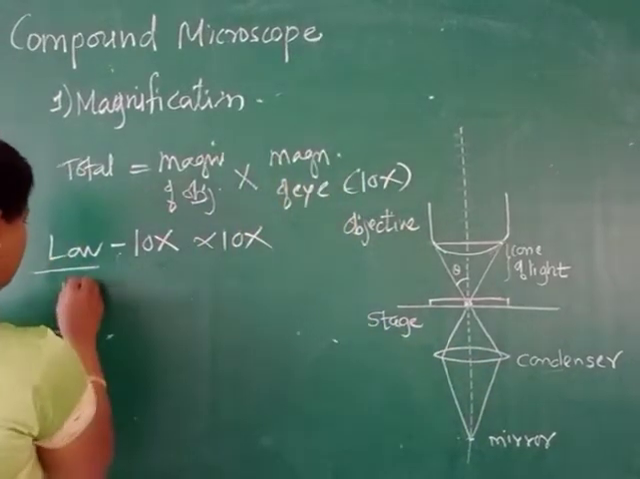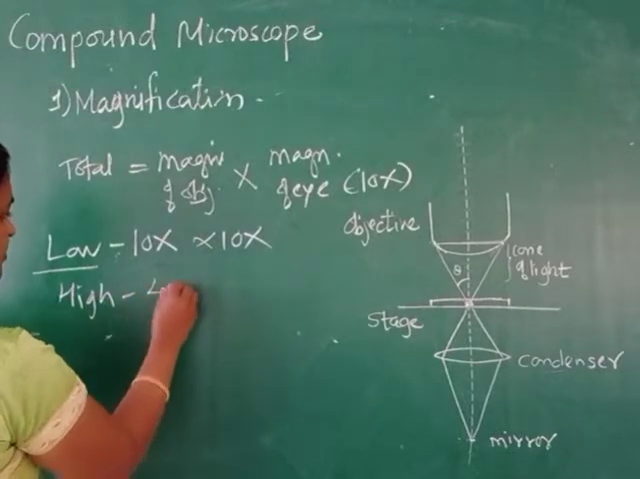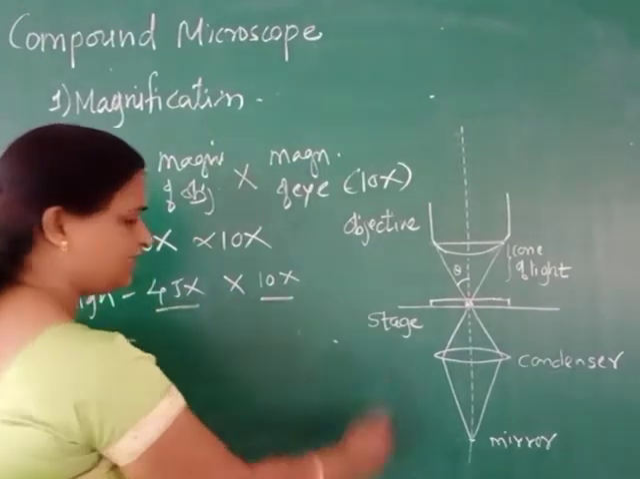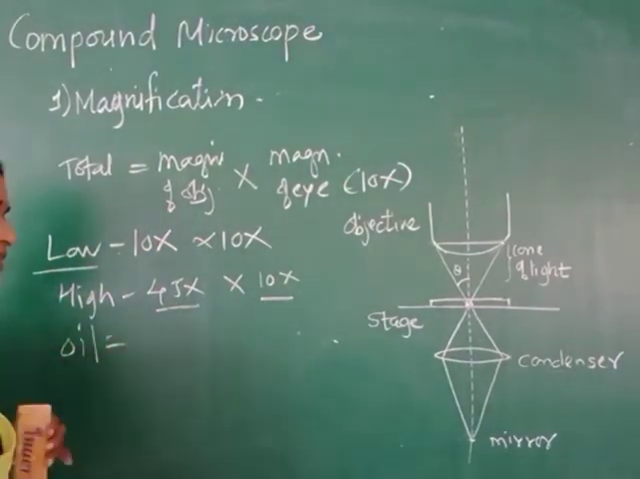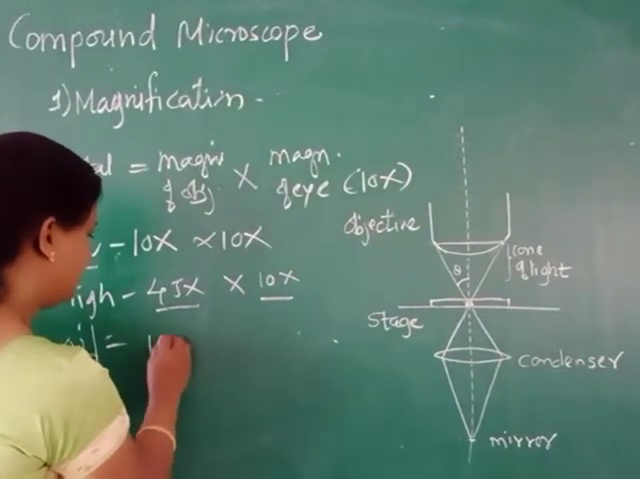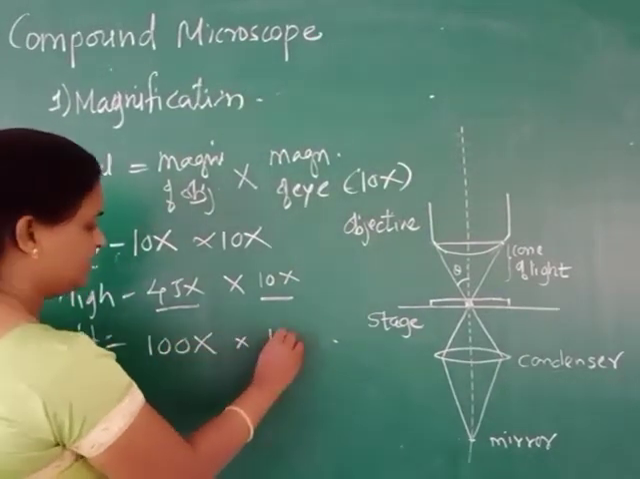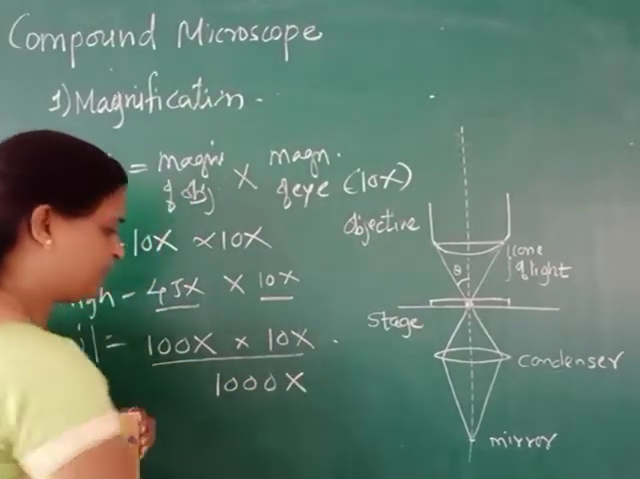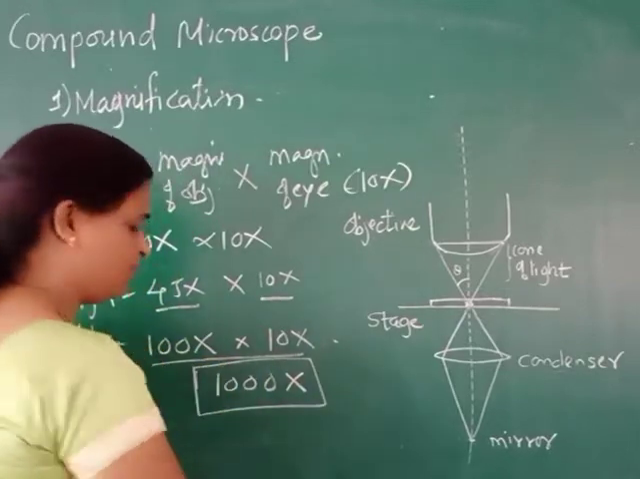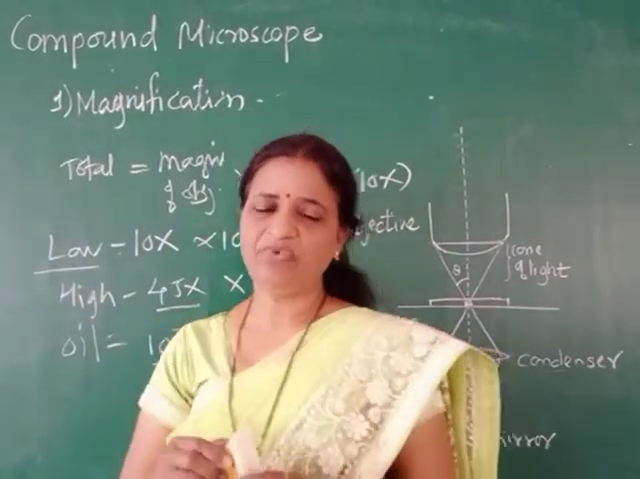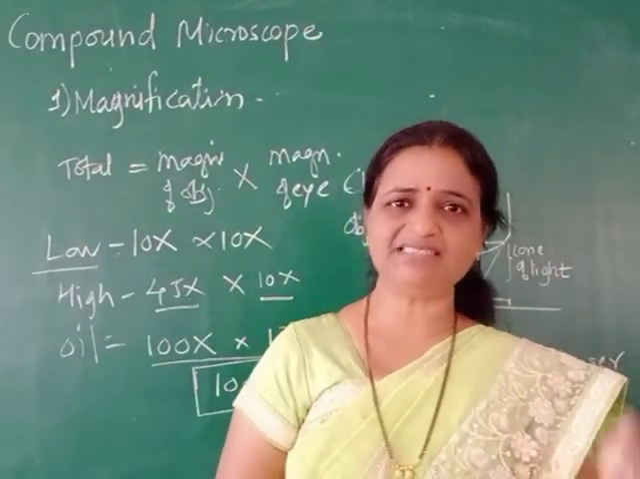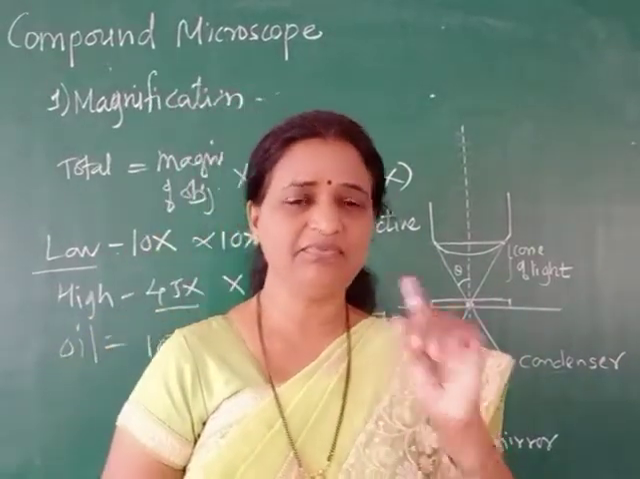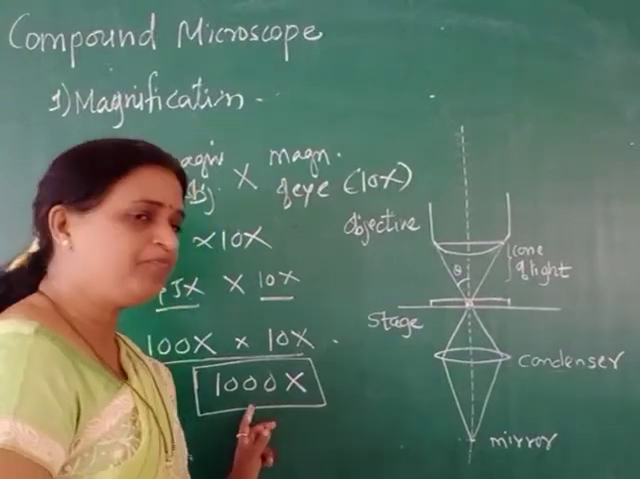Like that, while using the high power objective, what total magnification can we get? That is about 450. 45 into 10, that is 450. And last, while working with the 100x oil immersion objective, it has magnifying power 100x into 10x of the eyepiece, and it gives about 1000x. So this is the total magnification of the compound microscope. So remember that while using the compound microscope, the highest magnification we will get is 1000x. In case of using a 15x eyepiece, that may extend up to 1500.